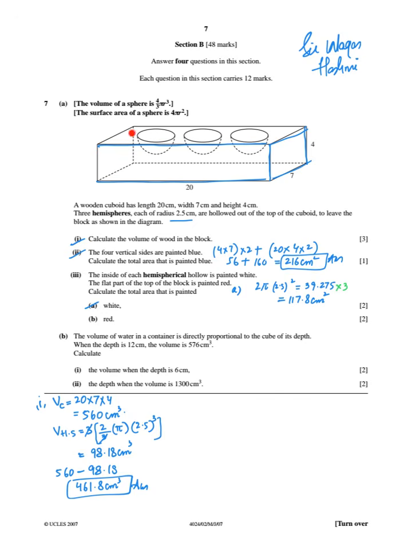Alright, and for B part, it says the flat part of the top of the block is painted red. That means this one, right? So we need to find out the area of rectangle, and then we need to subtract the area of 3 circles. So area of rectangle, that is part B here, right? Area of rectangle, it will be what? The top area, it will be 20 by 7. And we need to subtract the area of these circles.